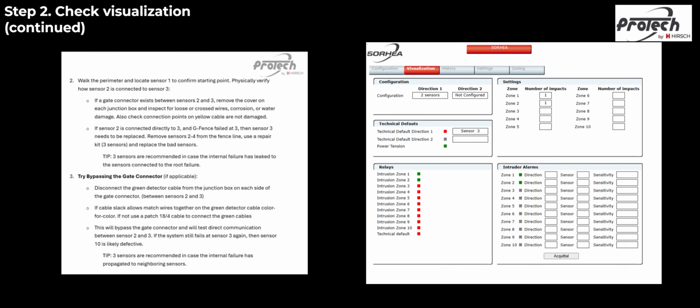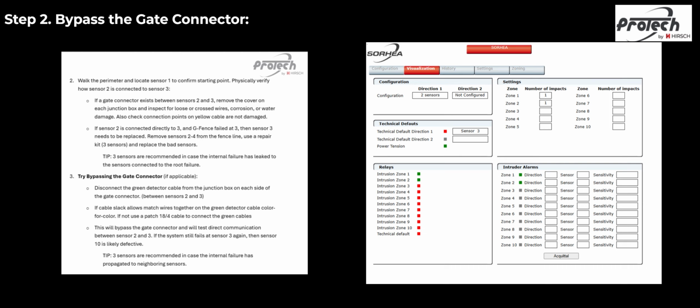After verifying the point that's in trouble, and if you come back to the controller and you still see the same sensor number in the box, at this point, we can try bypassing the gate connector. To bypass the gate connector in between sensors 2 and 3, disconnect the green detector cable from the junction box on each side of the gate connector.